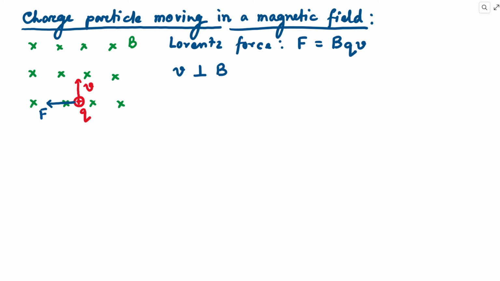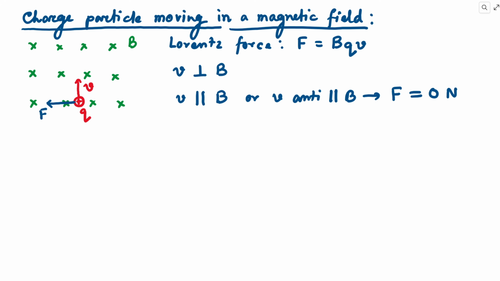So if the velocity is parallel to the magnetic field, so if the charged particle is moving in the direction of the magnetic field, or if velocity is anti-parallel, that means it's moving opposite to the direction of the magnetic field, then there is no Lorentz force. So the Lorentz force will be equal to 0 Newton. So only if the charged particle is not moving in the direction of the magnetic field or in the opposite direction of the magnetic field, then there will be a Lorentz force.